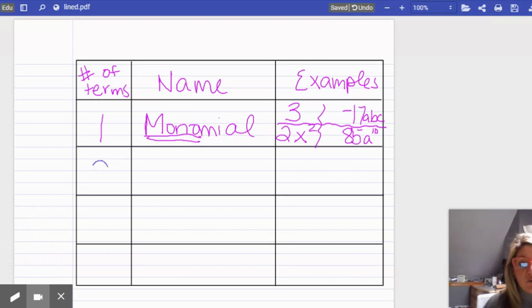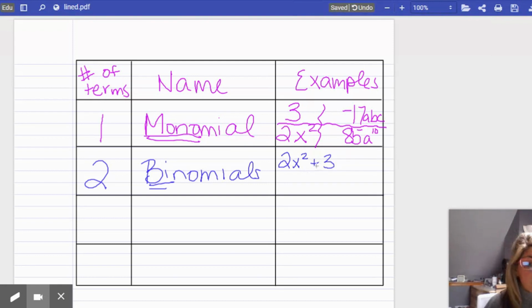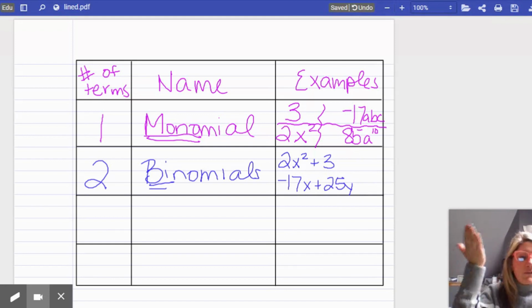Then we have two terms. Those are called binomials. Just like a bicycle has two wheels, a binomial has two terms. So you might have something like 2x squared plus 3. I have one term, then a plus sign, and then another term. You could also have something like negative 17x plus 25y. These plus signs could also be minus signs, but either way, I have something plus or minus something else.